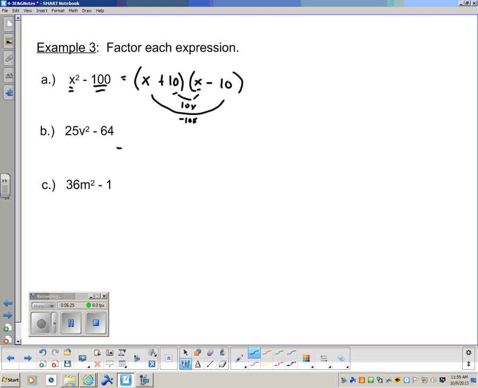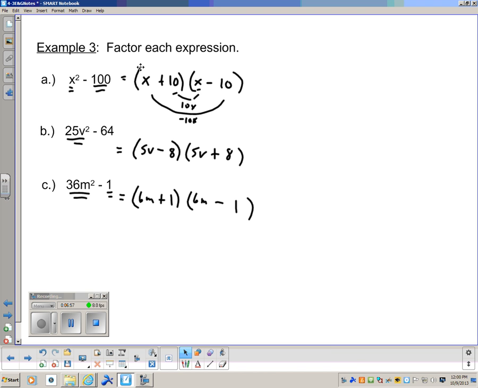Same thing with letter B here. You can think square root of 25v squared is 5v. Square root of 64 is 8. And then one's a minus and one's a plus. And then letter C there, square root of 36m squared, 6m. Square root of 1, 1. And one's a plus and one's a minus. It doesn't matter which way you put the plus and the minus. It could be minus plus or plus minus. So it's up to you. So there they are factored.